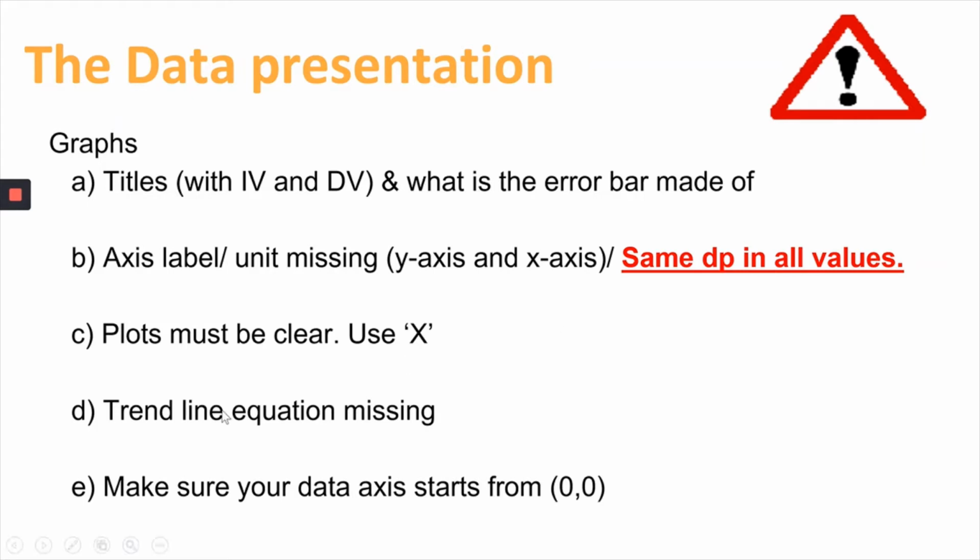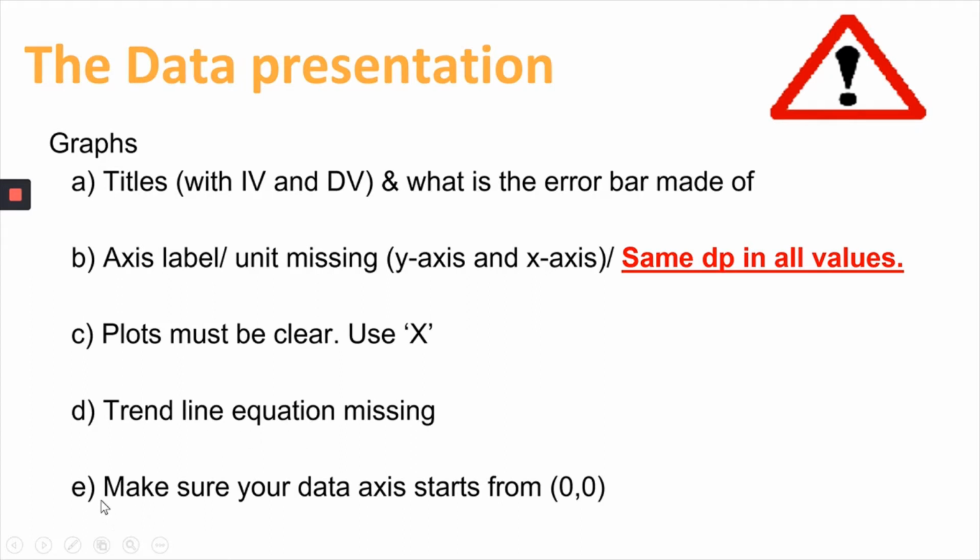Next one is about the trend line equations. It depends, as some experiments don't have a trend line. For example, if your IV is discontinuous, then of course you will not have a trend line, and so you won't have trend line equations. But supposing there's a trend in your experiment, then I will expect you to include the dotted trend line and also the equation for that.